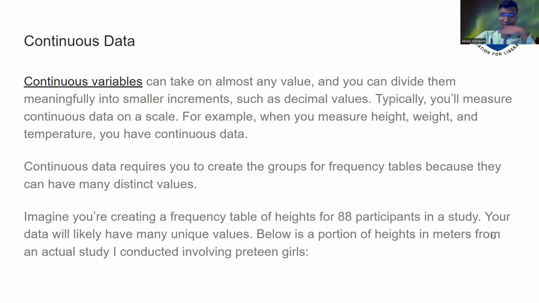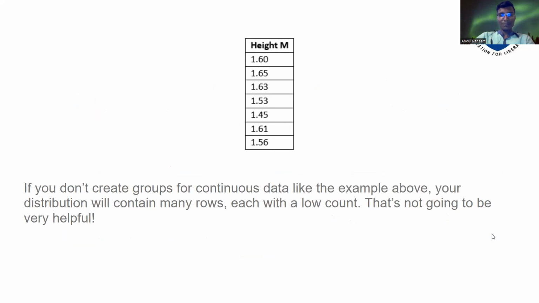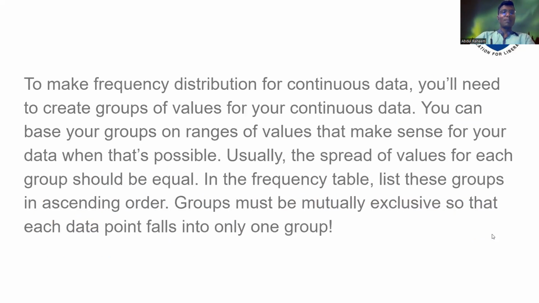Imagine you are creating a frequency table of heights for 88 participants in a study. Your study data will likely have many unique values. Below is a portion of heights in meters from an actual study involving girls. If you don't create groups for continuous data like the example above, your distribution will contain many rows, each with a low count. That's not going to be very helpful.